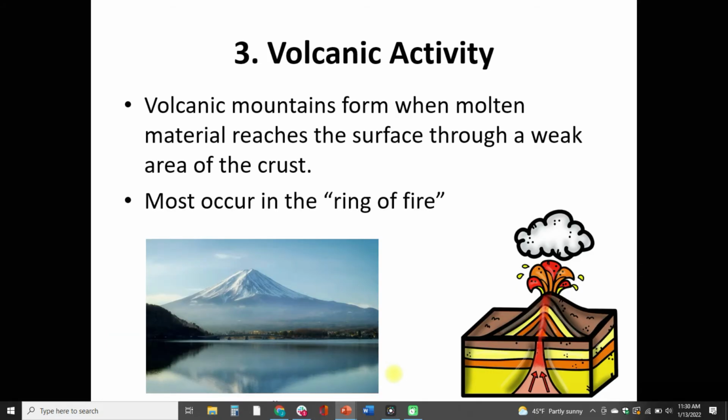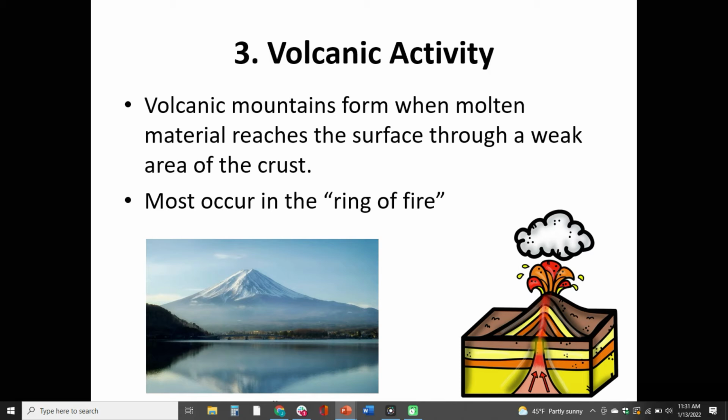Okay, the third, and I'm jumping ahead a little of what you read, but a third way is volcanic activity. So volcanic mountains form when lava or molten material, it's not lava till it reaches the surface, reaches the surface through a weak area of the crust and then bursts out. And it says most of them occur in the Ring of Fire. 75% of the volcanic activity occurs in the Ring of Fire, which also means that there are a lot of plate boundaries in this area. And so those areas are prone not only to volcanoes, but also earthquakes.